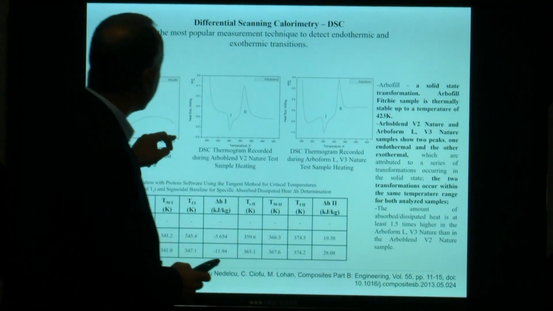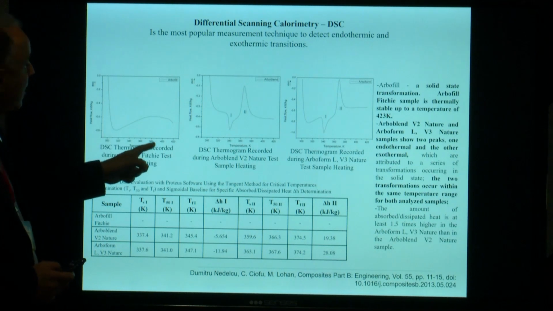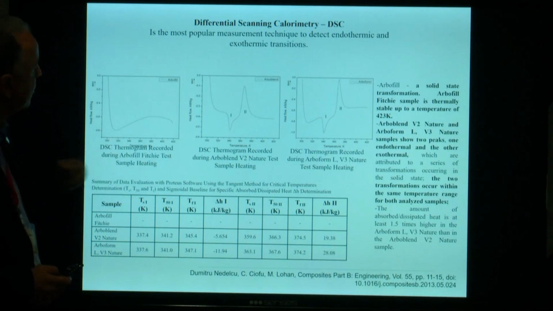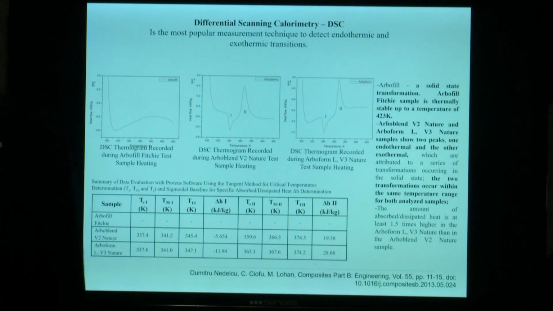For the first material, arbophil, you can see a solid state transformation, and it's thermally stable up to, let's say, a temperature around 423 Kelvin. So this is the result, it's quite good.